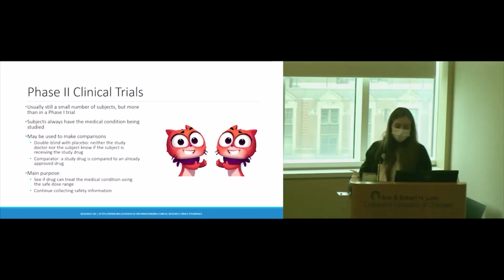The phase 2 may also be used to make comparisons. And so we can compare what it's like to be on study drug compared to not being on study drug. What we call this is double blind with placebo. And so a placebo is just when we give something that looks like the study treatment, but does not actually have the study drug in it. And so that way all individuals are still taking something, but we just don't know who's taking the study drug and who's taking the fake drug, for example.